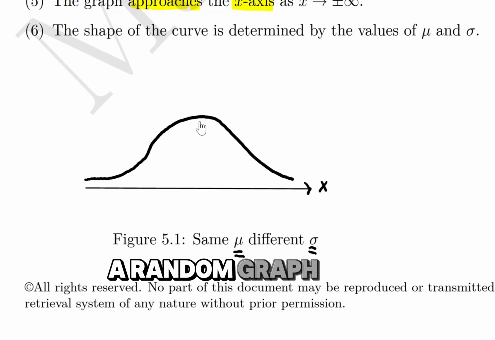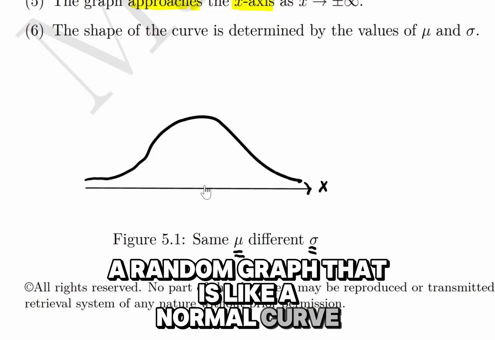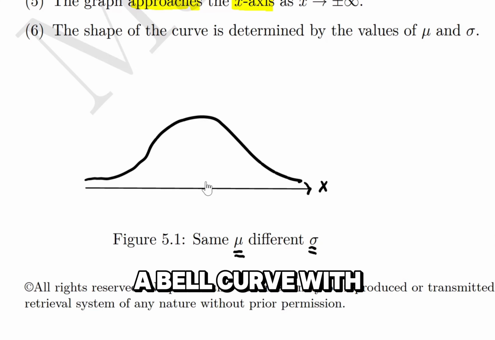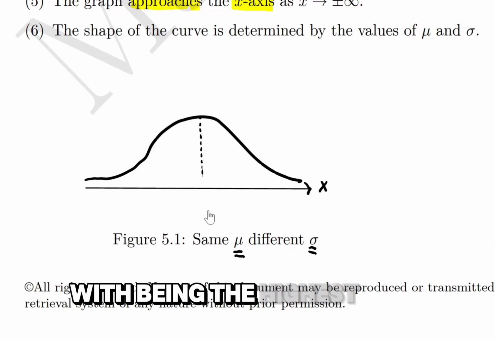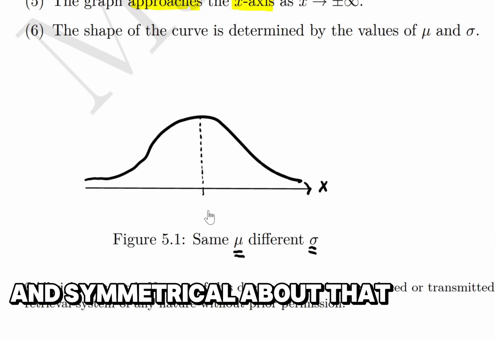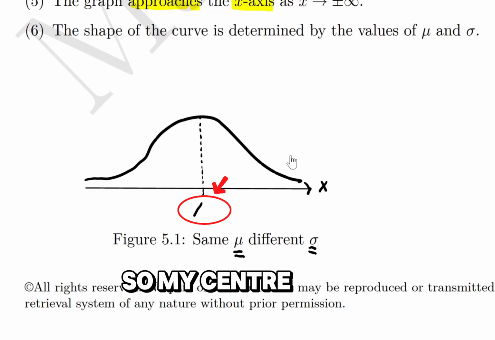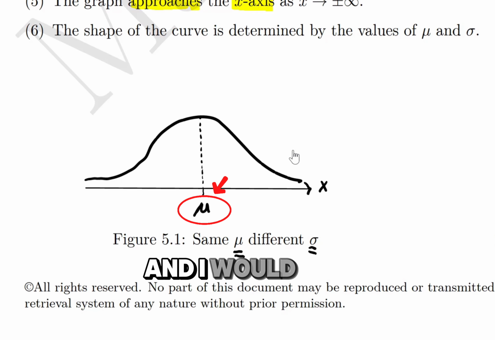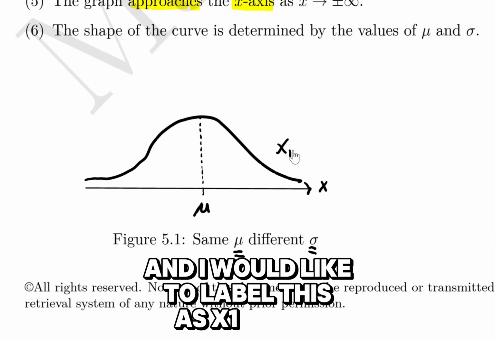A random graph that is like a normal curve, a bell curve, with a center being the highest peak and symmetrical about that center. So my center value would be mu. Okay, and I would like to label this as x1 curve.